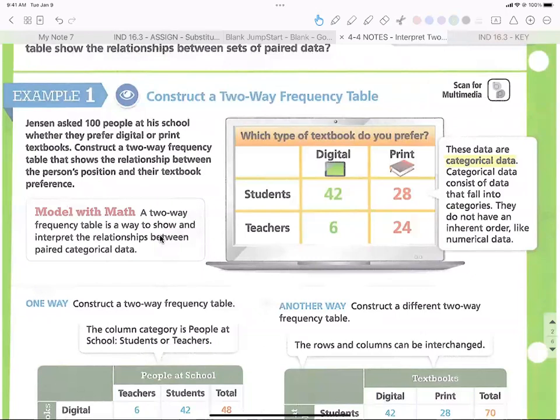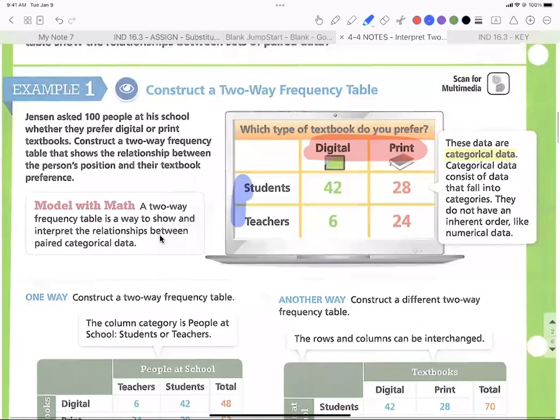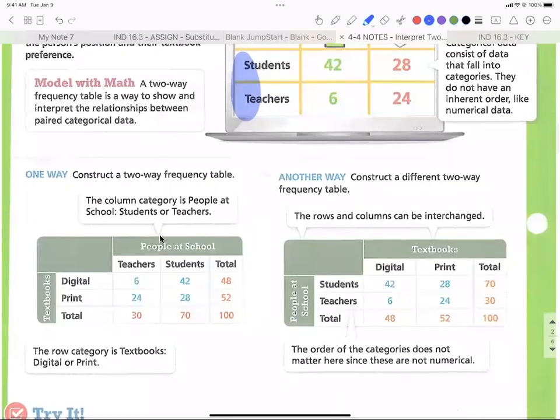One of the things that I want to point out is that it doesn't really matter. If you look at this colored version up here, they've got digital and print across the top. So they've got their preference across the top. And then they have whether or not they are a student or a teacher across the side. Okay. If you look at this one right here, they've got whether or not they're a student or teacher across the top, and they've got whether or not they prefer digital or print across the side.